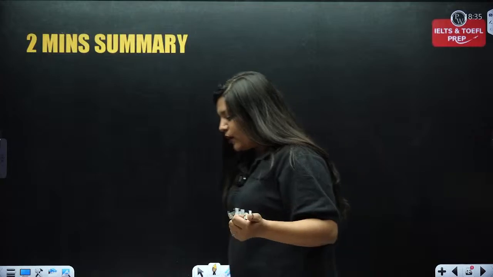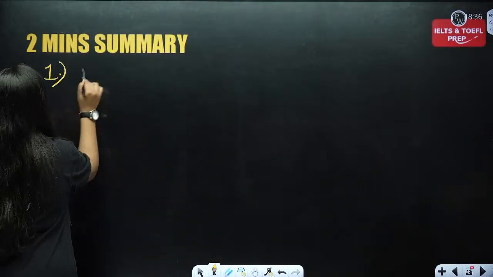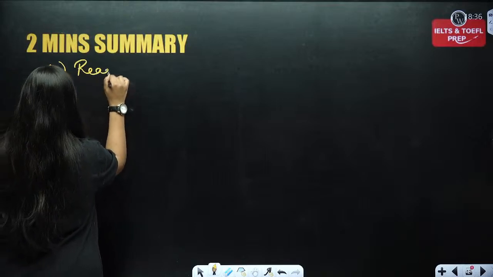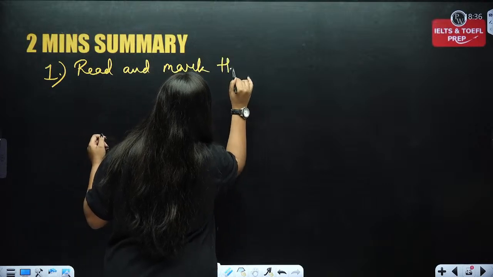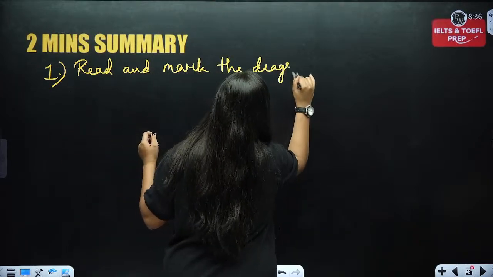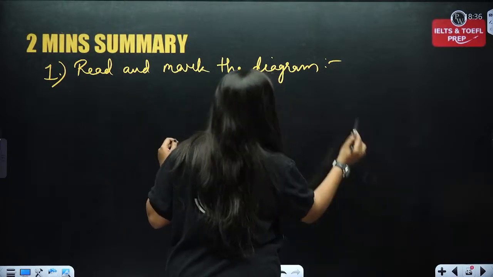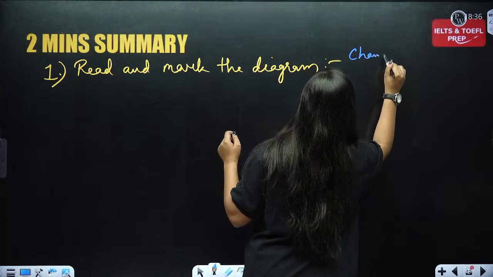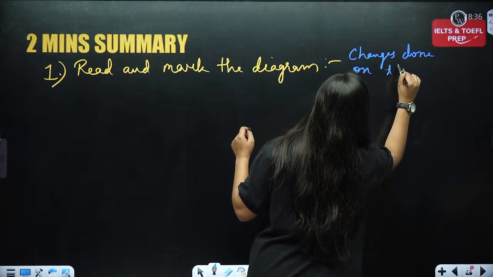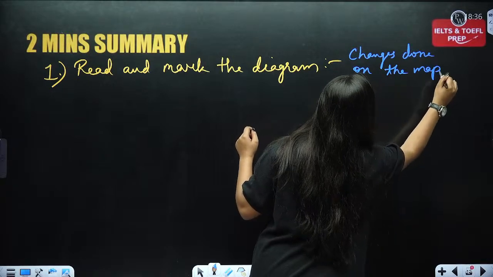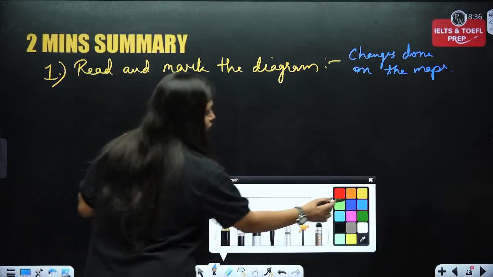So now let's have a quick 2-minute summary and understand what are the things we have learned today. First of all, read and mark the diagram. What are you going to mark? The changes that are done on maps. Okay, here you are going to see. What else are you going to see?